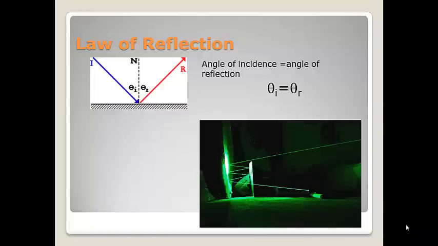Here's a really cool picture that kind of shows light reflecting off of multiple surfaces. You can see the light leaving the laser down on the bottom right-hand side, and then look at all of those angles as they're reflecting off of the surface.